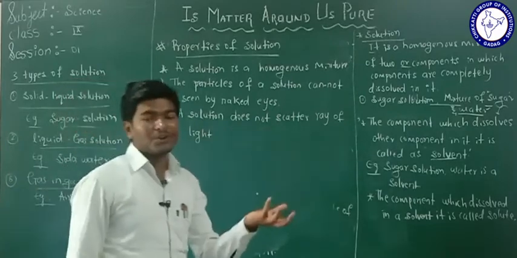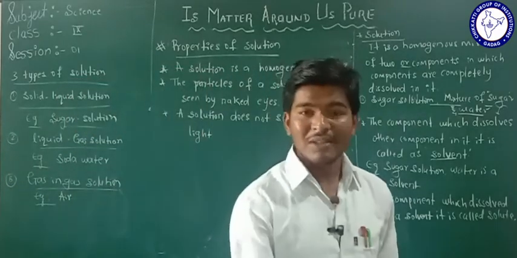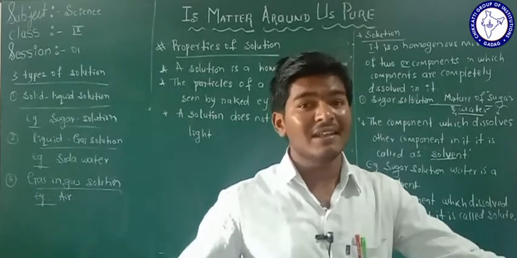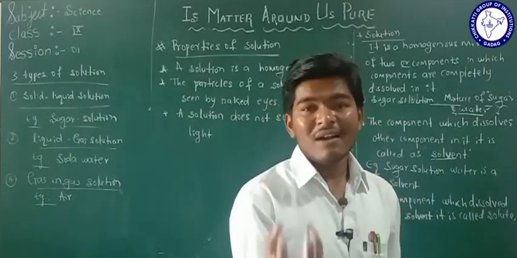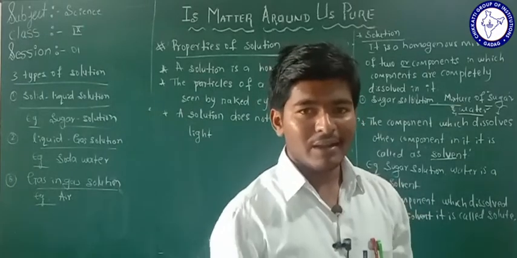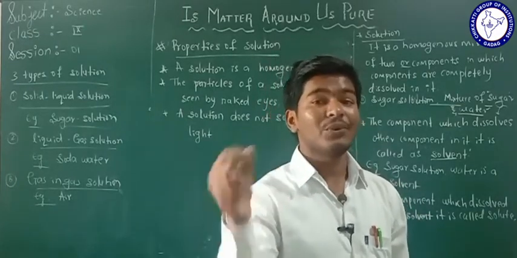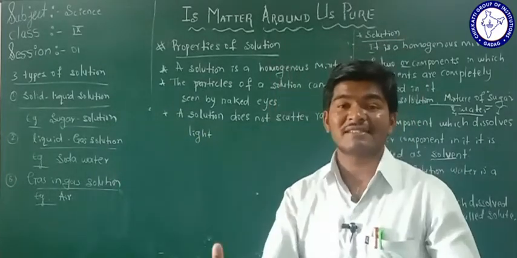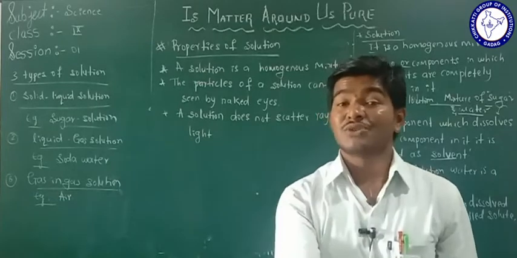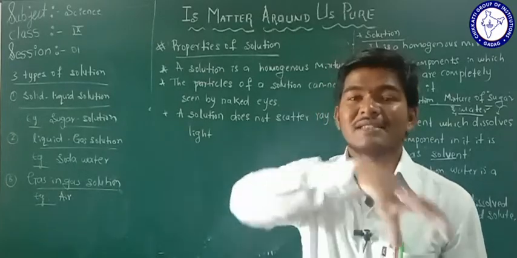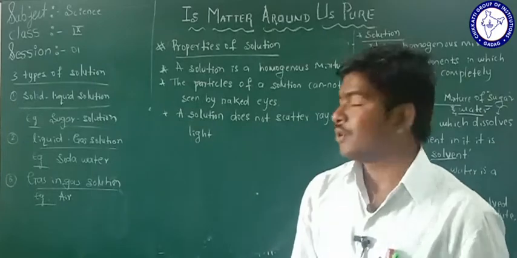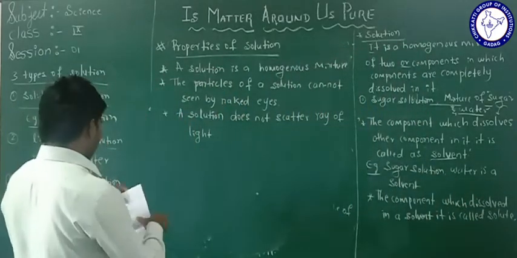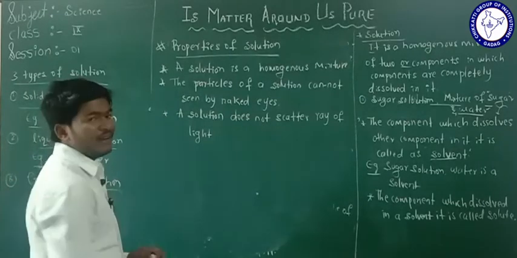So when you pass the ray of light through the mixture of sawdust and water, the sawdust scatters the ray of light, because the sawdust is not completely dissolved in the water. But when you mix the salt with the water, you are not going to see any deflection, that is any scattering of the ray of light, through the salt solution. Why? Because salt is completely dissolved in it. So another property of the solution here: a solution does not scatter a ray of light when it passes through it.